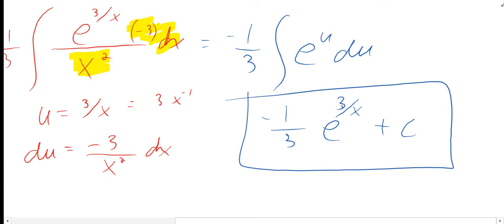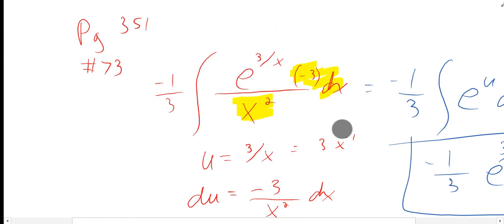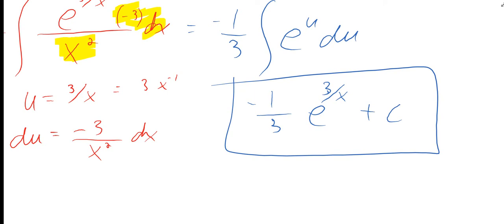Cool. That was number something, 73, 351. There's limits on that integral, gang, but I told you not to worry about those right now. I just want you to be able to anti-derive.